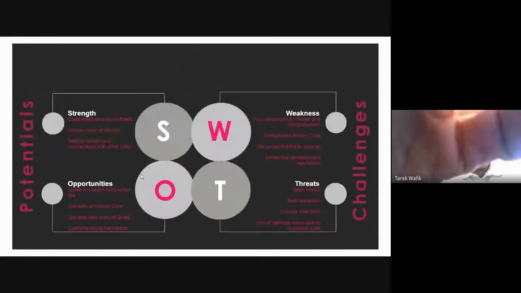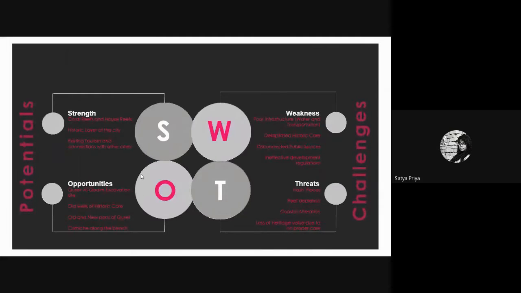For the SWOT, we see the corals and the historic layer and the existing tourism as a strength. But we have opportunities to develop tourism in this place, like the excavation site and the old wells and the new port and the old port of the COSER and the Corniche along the beach in the historic core. We see it as an opportunity to develop more cultural tourism in the place. Weaknesses are disconnected public spaces, ineffective development regulations, and the dilapidated historic core, and that led to coral depletion and loss of heritage value due to no proper care. So these are the threats that we see right now, and these are the challenges that we need to address.